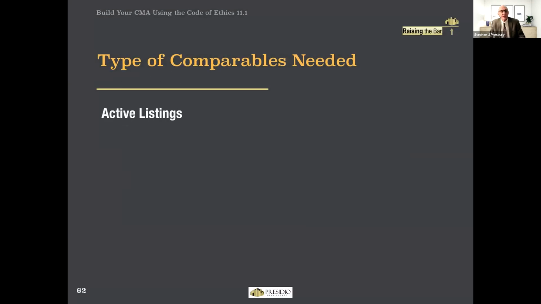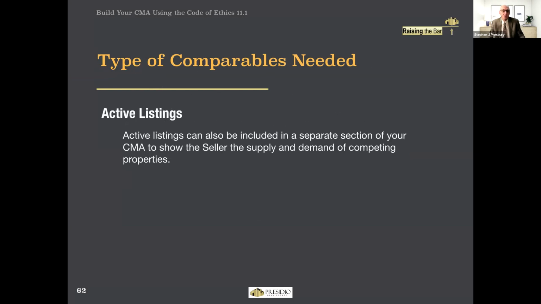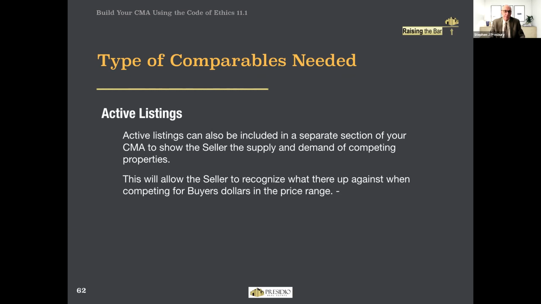Types of comparables needed. Active listings, of course, can also be included in a separate section of your CMA to show the seller the supply and demand of competing properties. This will allow the seller to recognize what they're up against when competing for buyers' dollars in the price range. So active listings, of course, is what we're working with.